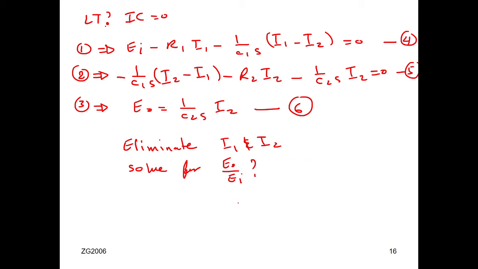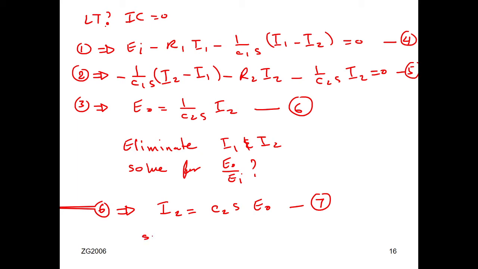So how are you going to do this? We can start from 6. From 6, solve for I2. I2 will be what? It will be C2 S E out. And call this number 7.